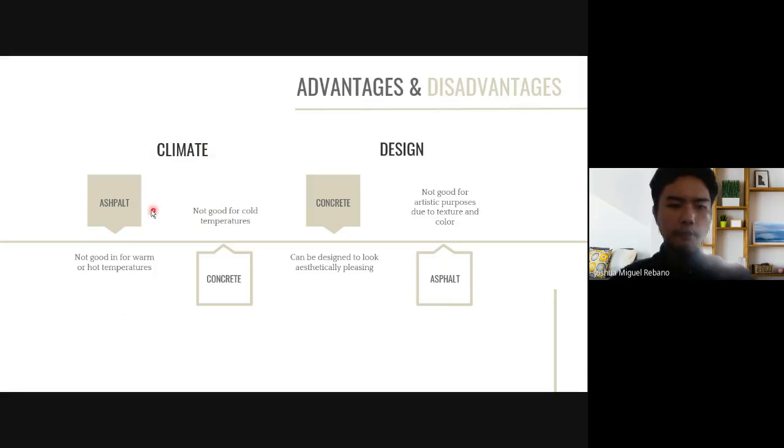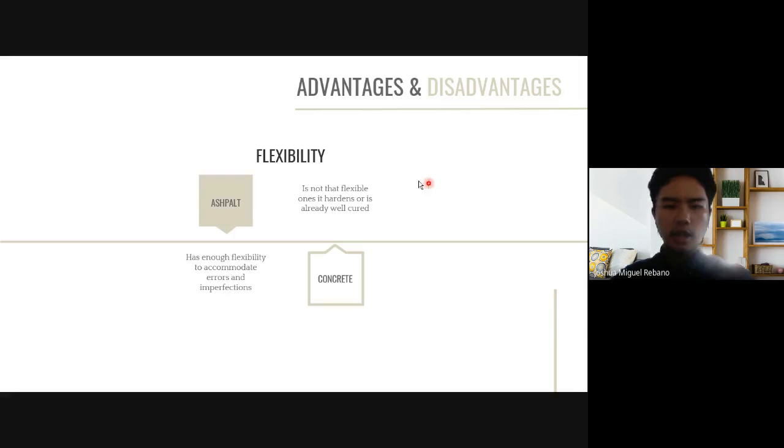For climate, asphalt is good for cold temperatures. As for concrete, it is good for warm temperatures. For design, concrete can be aesthetically pleasing, and you can design it better, especially if you use different types of boards. Asphalt is not good for artistic purposes. For flexibility, asphalt has enough flexibility to accommodate errors and imperfections. Concrete is not that flexible once it hardens or is already well cured.